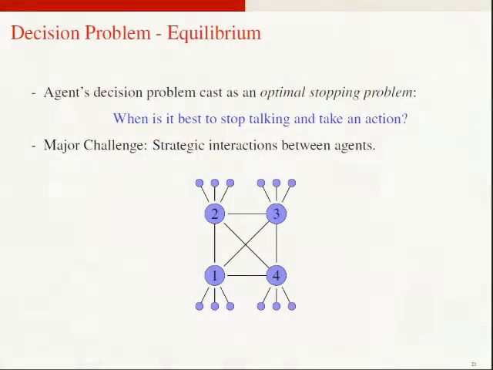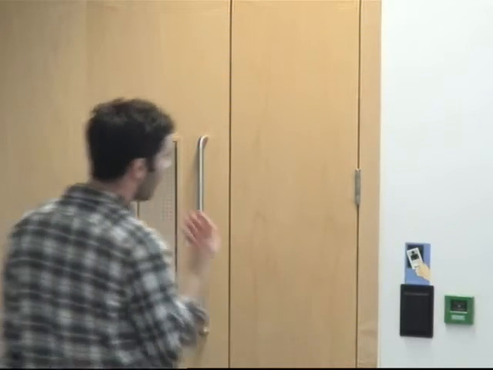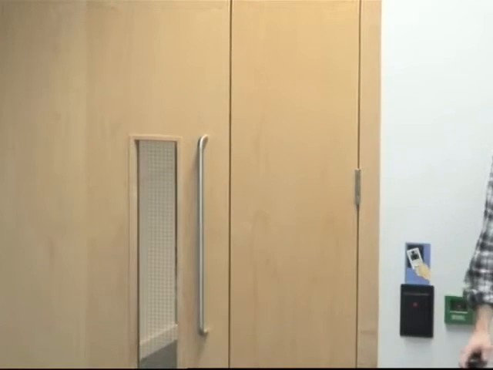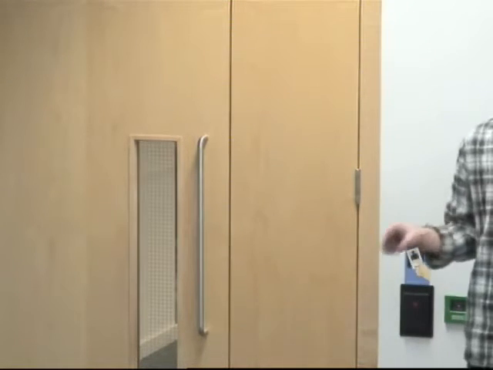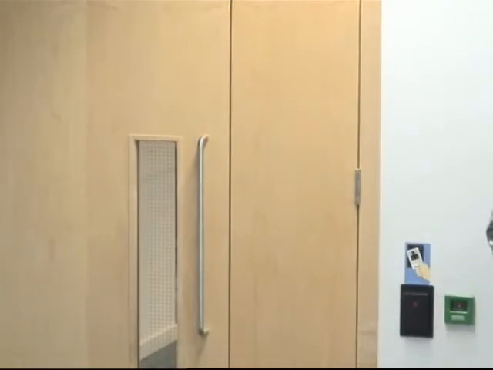Okay. All right, so here is the decision problem that an agent faces. It can be cast as an optimal stopping problem, right? When is it optimal for me to stop communicating and take an action? However, unlike traditional optimal stopping problems, my decision depends on other people's decisions. So in particular here, if agent 1 knows that agents 2, 3, and 4 will not exit, will not take an action at the first time period, he might choose to wait as well, right?